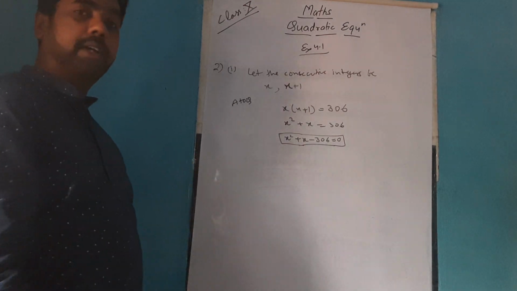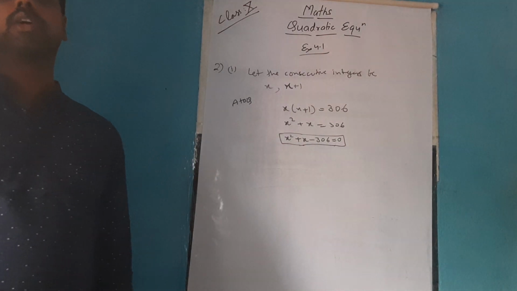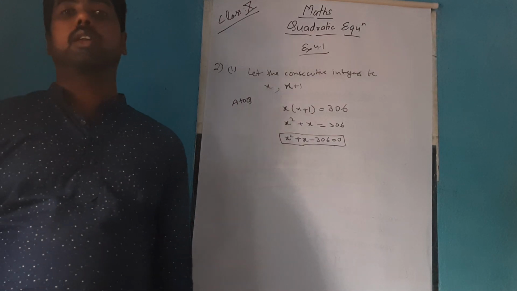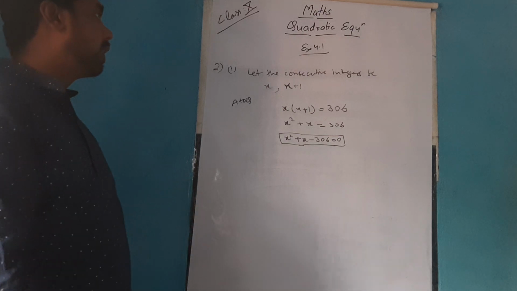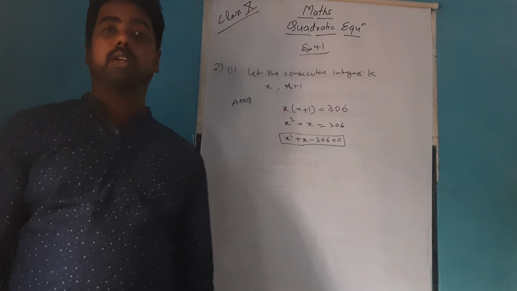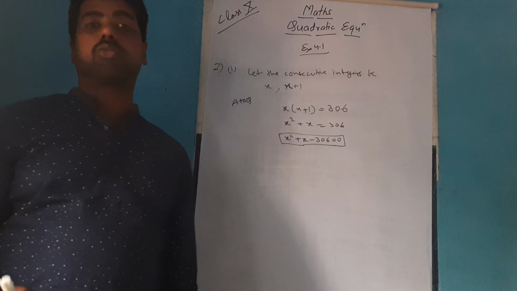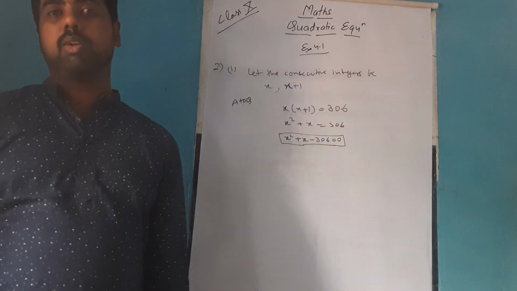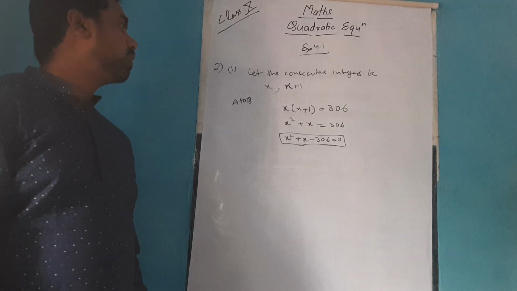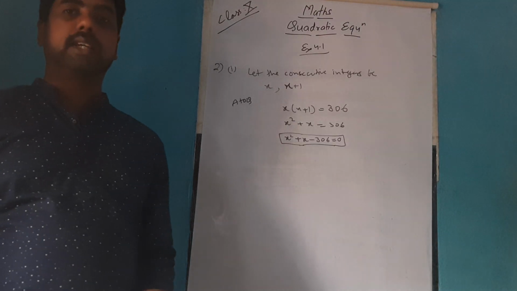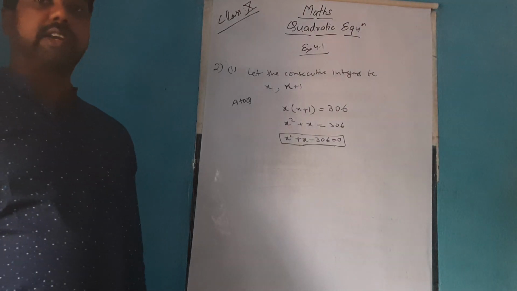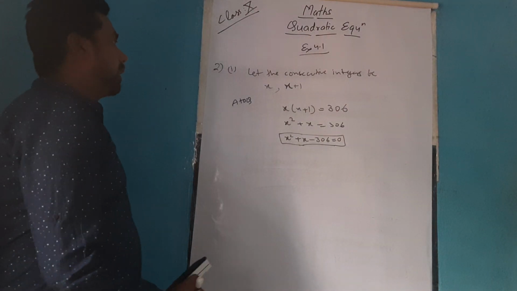Again, repeating: it is asking for the product of two consecutive integers. The integers which come one after another are x and x plus 1. It is given that the product of both is 306. So x times x plus 1 is 306. We will multiply and open the bracket. So this gives us x square plus x minus 306 equals 0. So this is your second part of it.